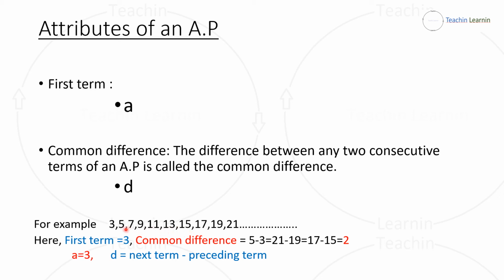So you can find the difference as 5 minus 3, or 21 minus 19, or 17 minus 15, and the difference will remain intact, and here it is 2. So A is 3, the first term is 3, and D you get as the next term minus the preceding term. So the preceding term is subtracted from the next term.